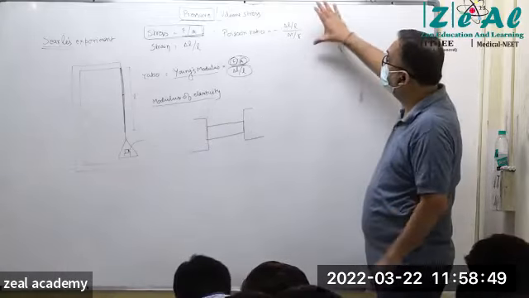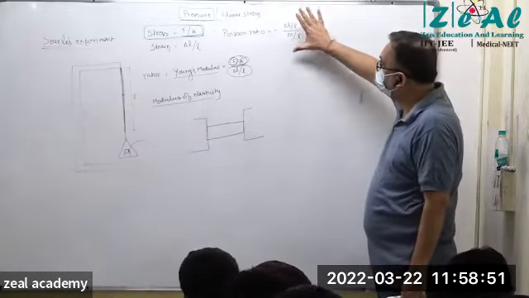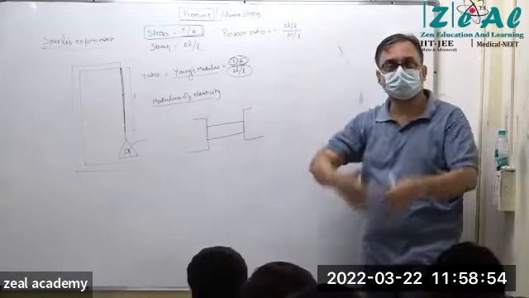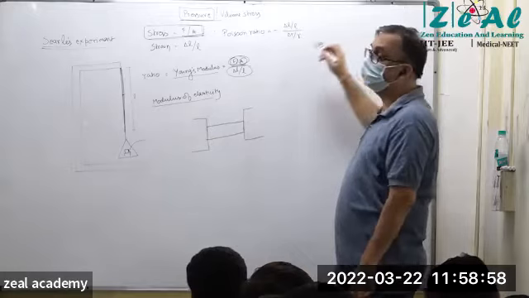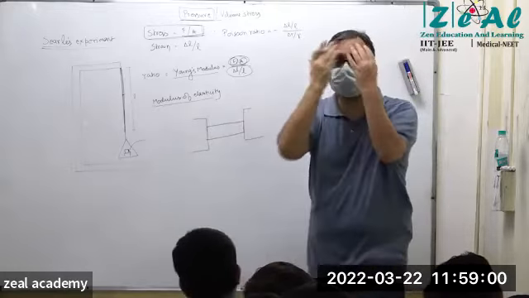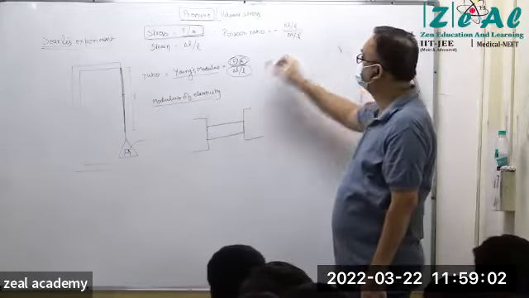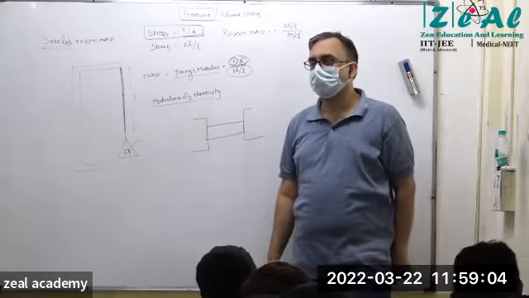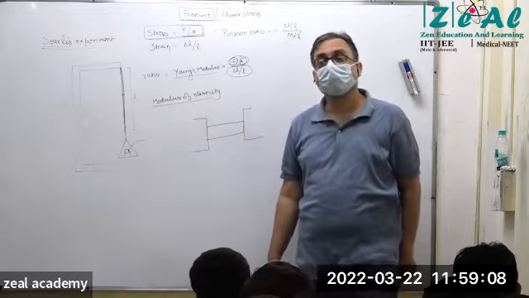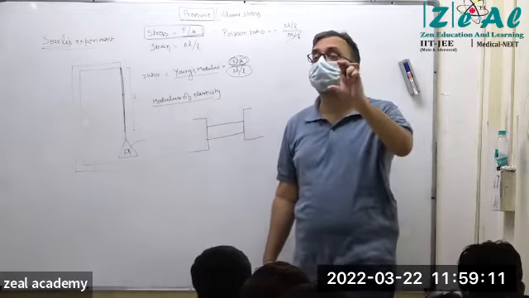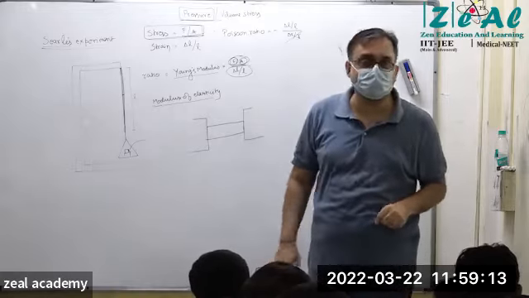Here in this class, we will close our eyes to this. We will not talk about Poisson ratio, because we are not considering increase in radius or decrease in radius.